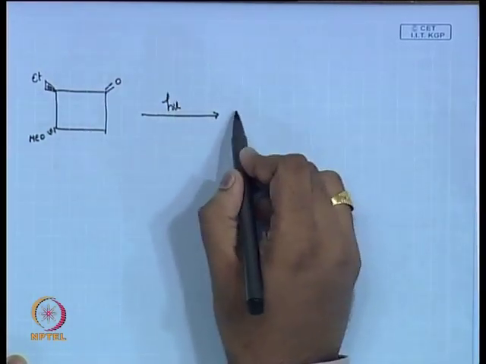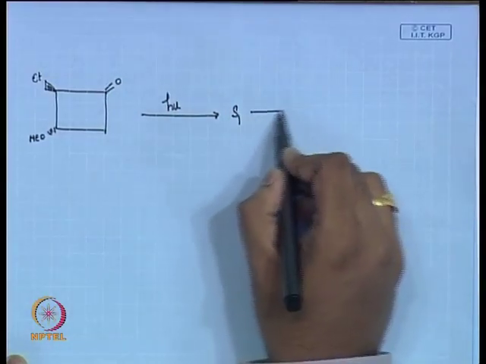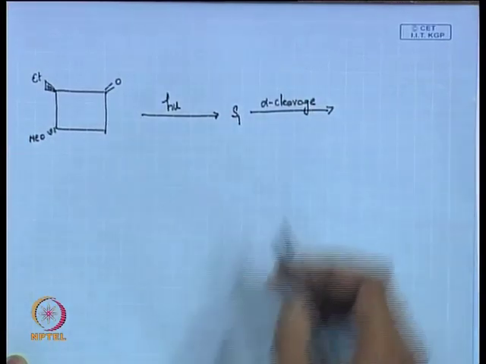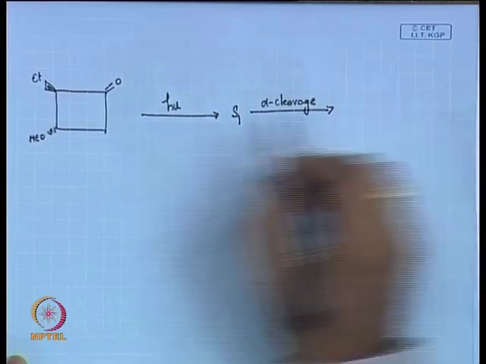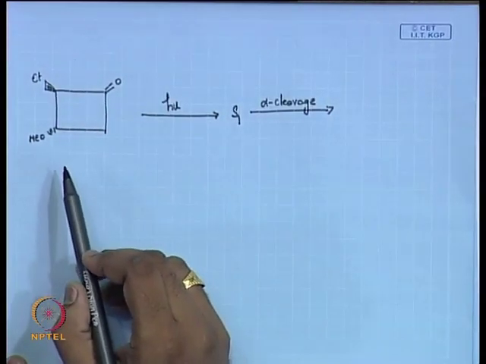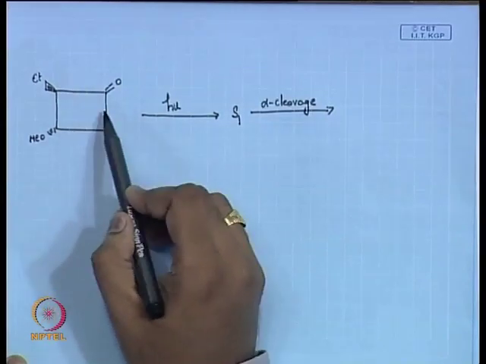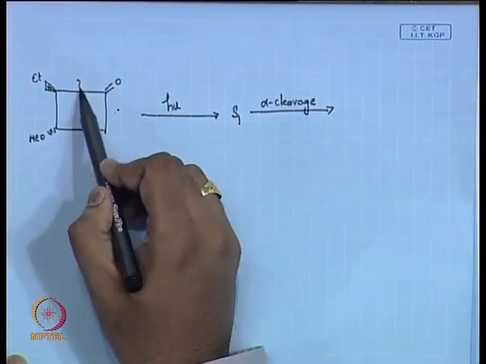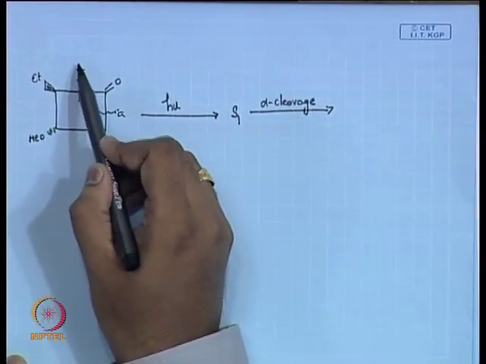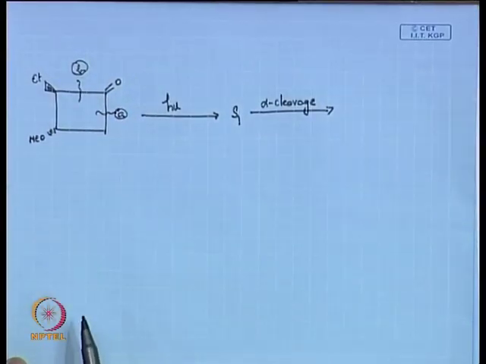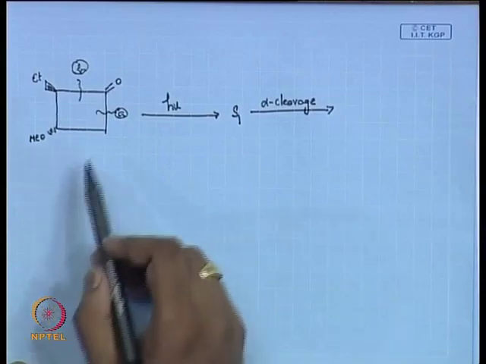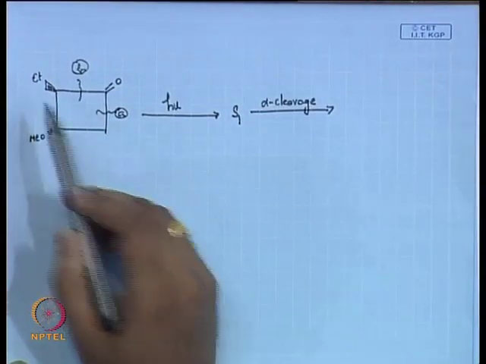If I do my photolysis, I get to my S1, okay. From there, I get my alpha cleavage. So, which side do you want to break now? You have two options. You can cleave here or you can cleave here. You can cleave B, because again you are thinking about secondary radicals. If I cleave A, I will get my primary radical, CH2 dot, here it will be CH with an ethyl.